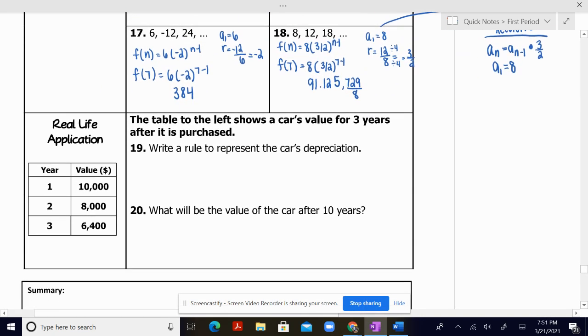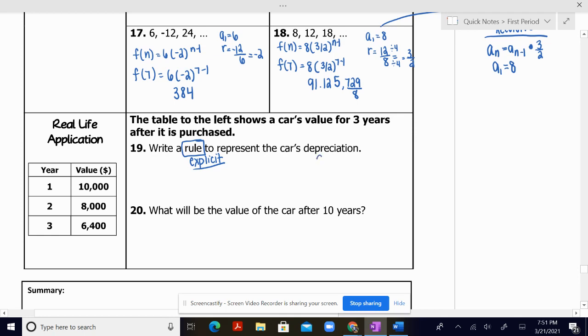All right, last thing we're going to do today is look at a real life application. If you want to pause it and try it yourself, that's fine as well. It says the table to the left shows a car's value for 3 years after its purchase. Write a rule to represent the car's depreciation. Anytime it asks for a rule, we're looking for explicit. The explicit one is the easiest to find, however many things we're looking at and whatever term we're looking at.